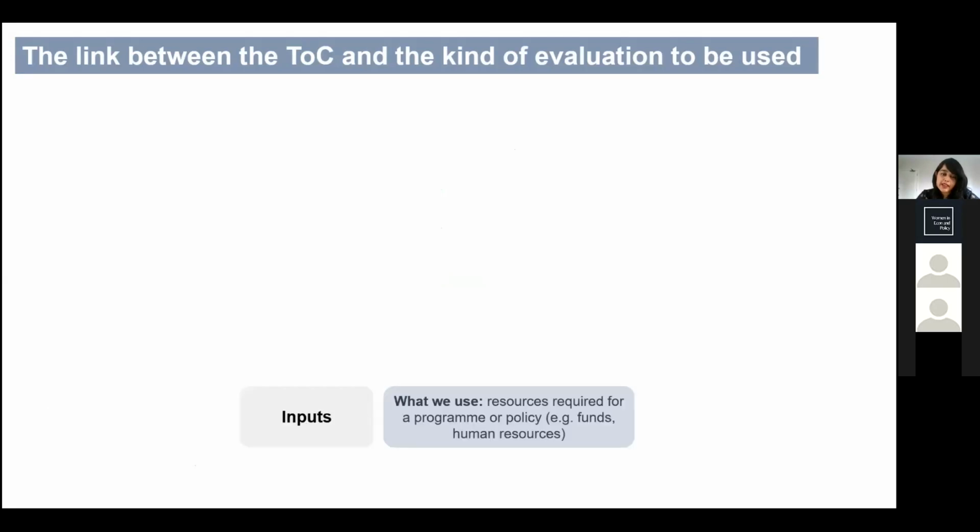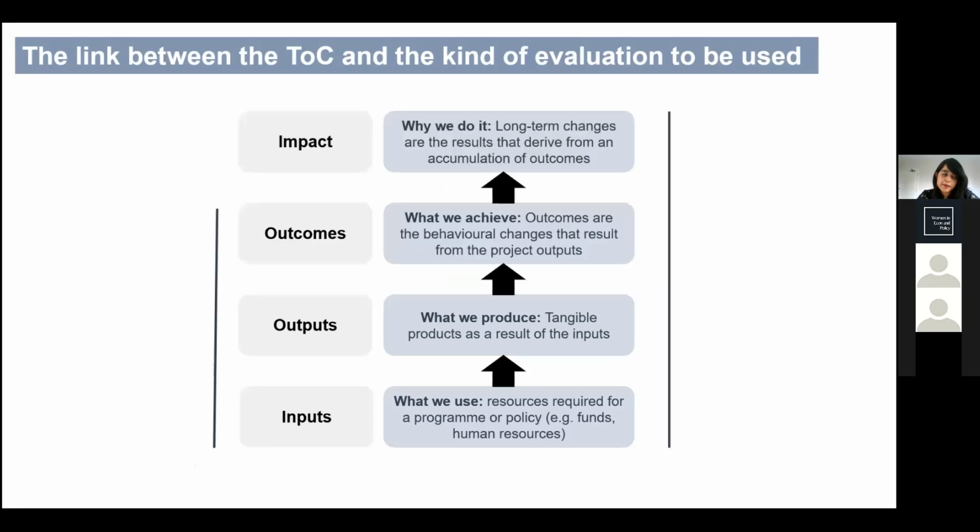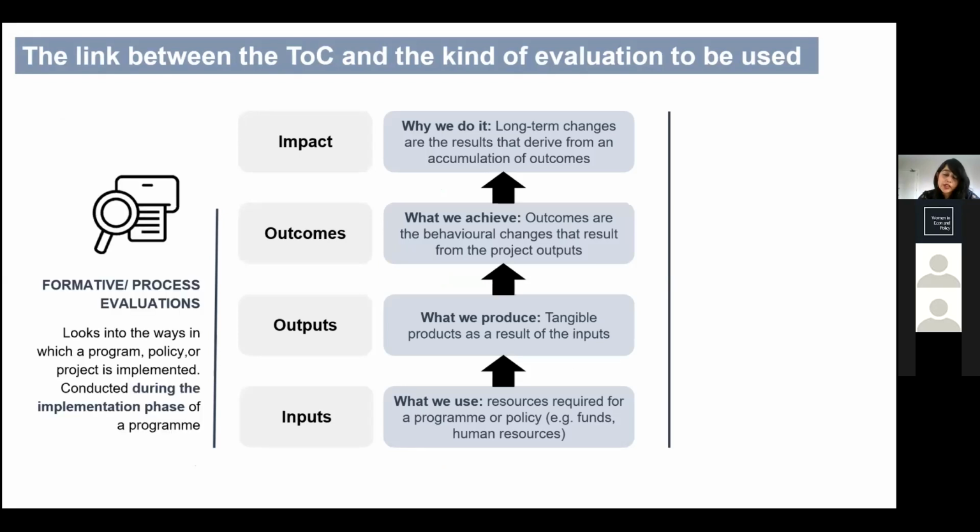Perfect. And finally is the link between the theory of change and the kind of evaluation to be used. So again, we have the theory of change: inputs, outputs, outcomes, and impact. If you are measuring the inputs, the outputs, and the outcome of a program, then what you are looking essentially to measure is using a tool called a formative evaluation or a process evaluation. As you would see, the line on the right side of the formative evaluation is extending up from the inputs to the outputs to the outcome, but it's not going up to impact. So the first three stages of a theory of change are measured using a formative evaluation.